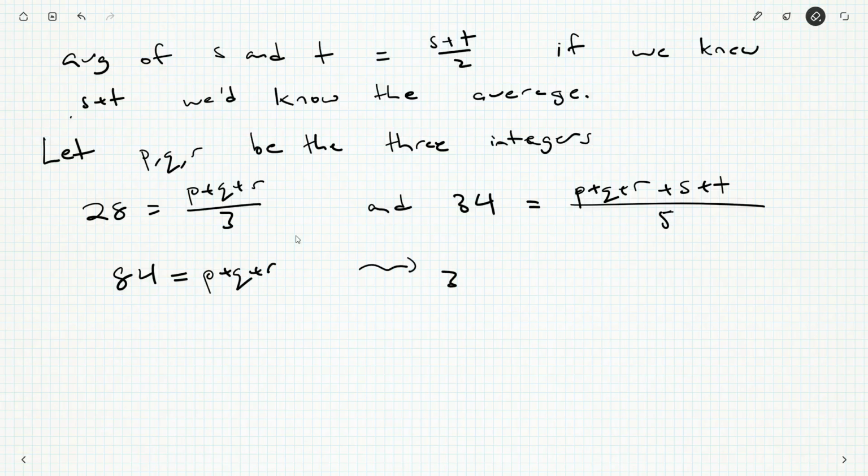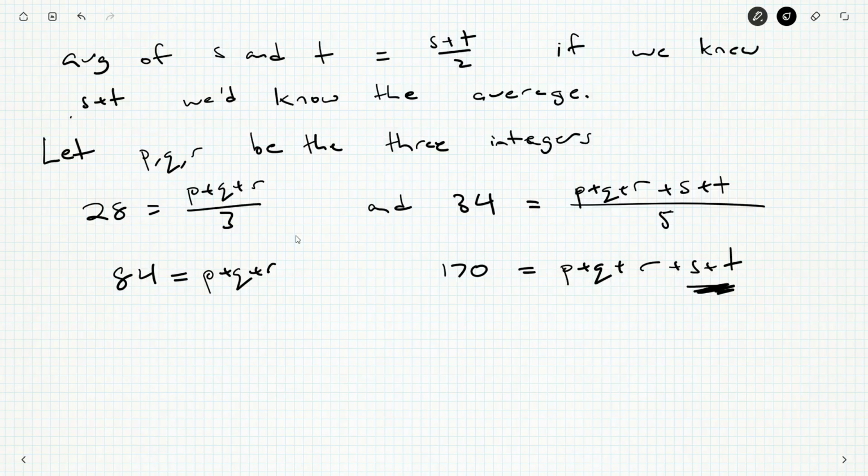Or actually it'd probably be a little cleaner if I just multiply 34 by 5. That'll be 170. So now I know p plus q plus r plus s plus t. This is something I want. And I know what p plus q plus r is. I don't know what p or q individually are, but I do know their sum.